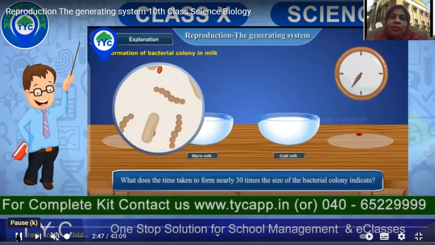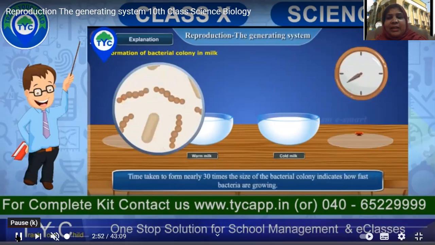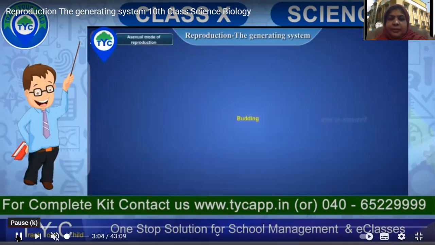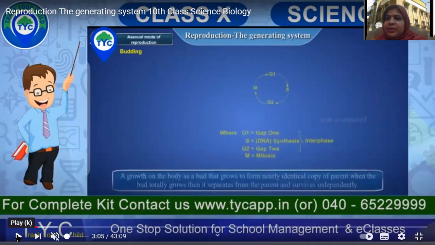So what happens is, the size of the bacterial colonies indicates how fast bacteria are growing in the lukewarm milk. This is how it has happened. Lactobacillus is one of the very good, nutritious bacteria that help in the curdling of your milk, and curd is consumed by us as a nutritive food.